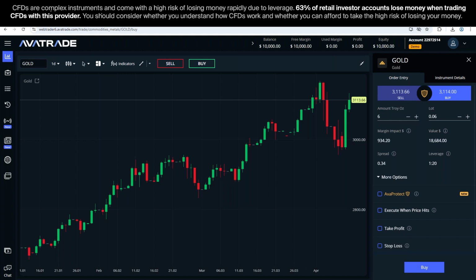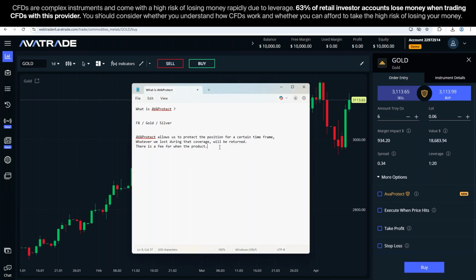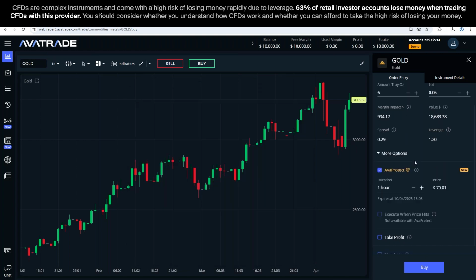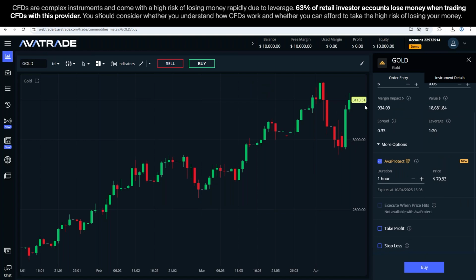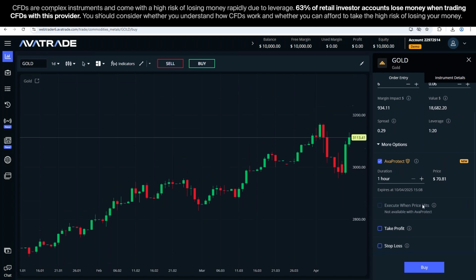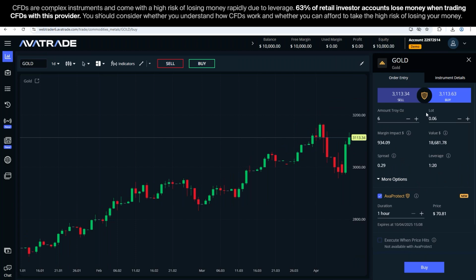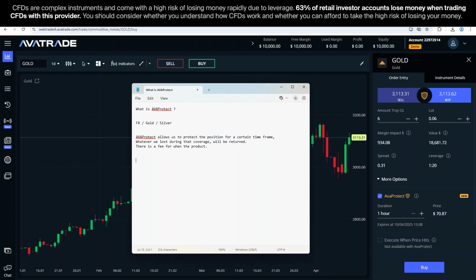So what does protected mean? Exactly as described in here, it means that we will get the losses back. And it's important to understand that we will only get the funds back. Let's describe a certain scenario so it will be easier to explain. Let's use the current price. The current price is 3113. We'll jot it down right here.